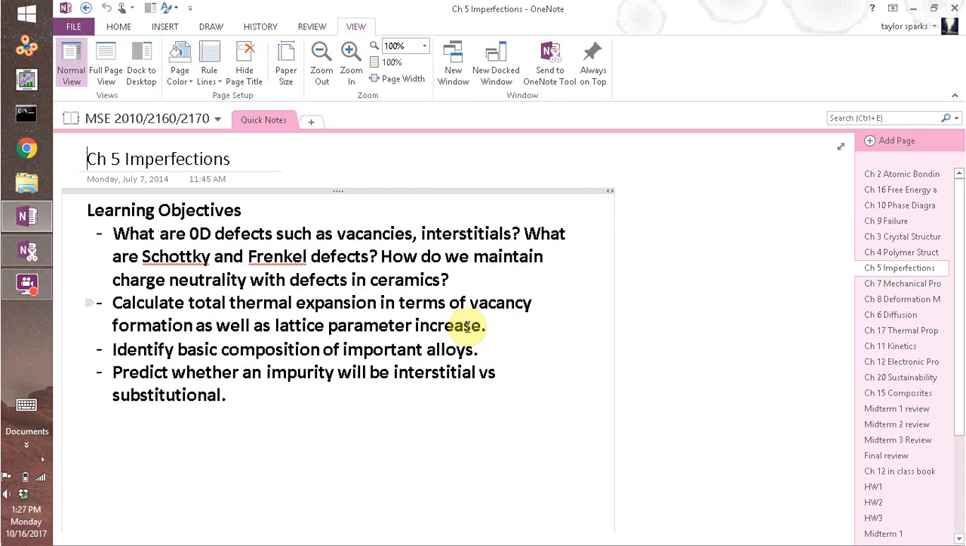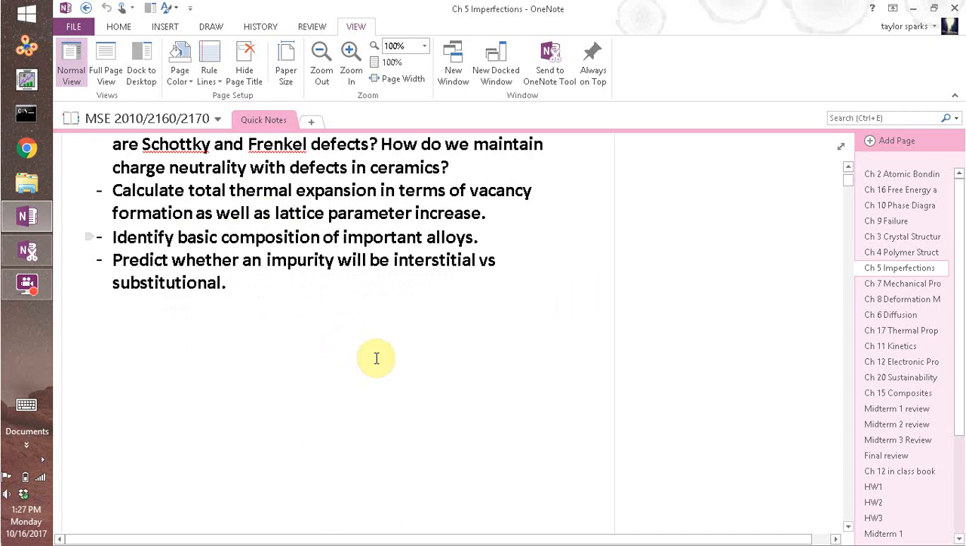That's imperfections. So in this class, our learning objectives are first to talk about zero-dimensional defects. These are called point defects, which is either a vacancy or an extra atom. We'll then talk about how to take into account charge neutrality with such defects. We'll talk about thermal expansion and how it relates to the vacancy formation in lattices. And then maybe we'll get to some important alloys before we're out of time.